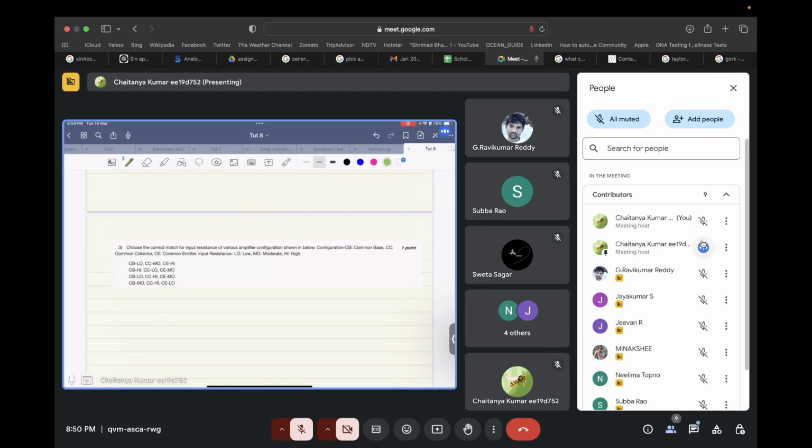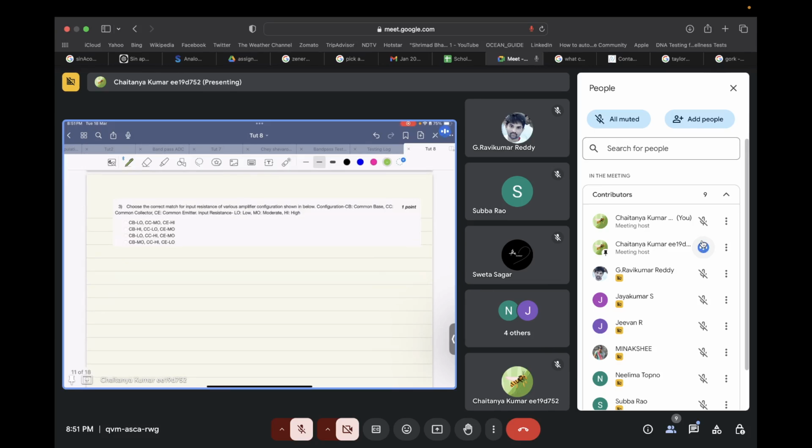Now this question over here, we have studied three configurations of BJT, right? Common base, common collector, and common emitter. And input resistance has been asked. So basically we need to arrange these three configurations in ascending order of input resistance. So let's try to draw all three of them. I will draw three circuits. You tell me which is common emitter, common base, and common collector.